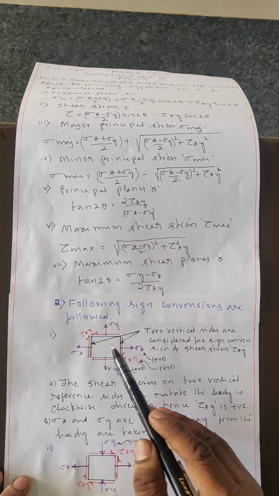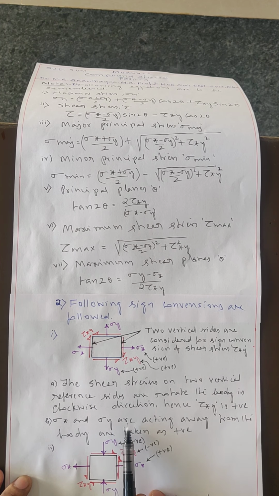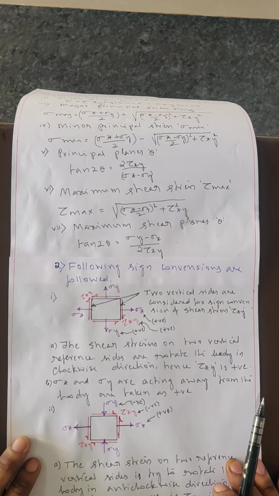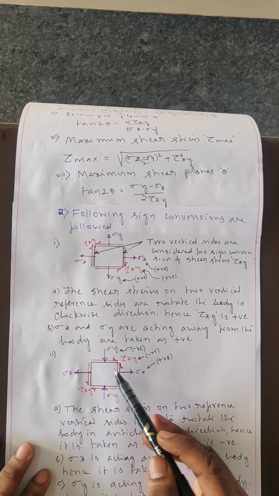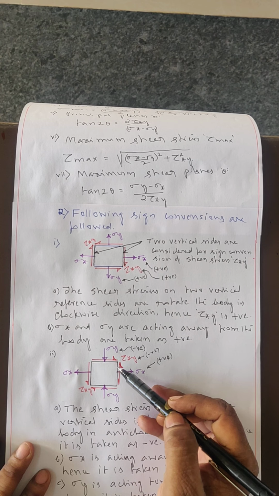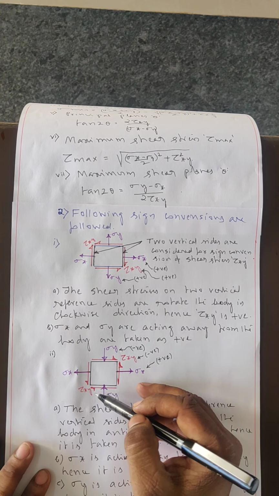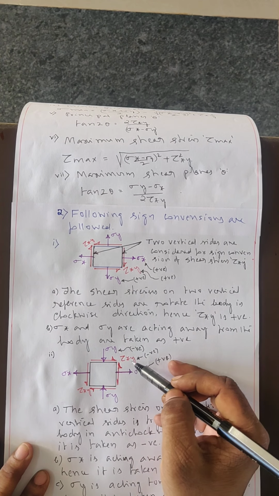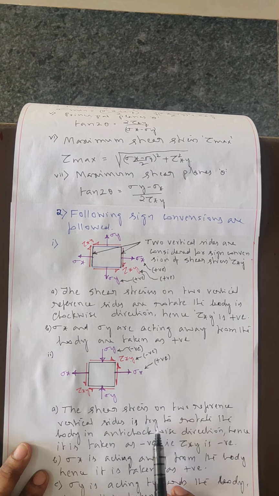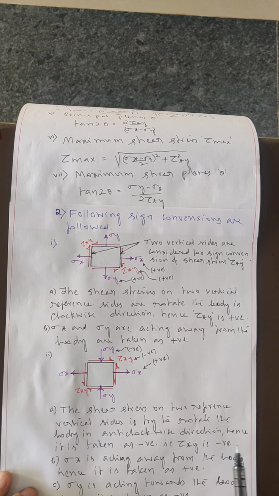Again here, sigma x and sigma y are acting away from the body, or tensile, hence they are taken as positive. We will see the next one with the next figure. Now here you see, here shear stress is acting upward, here shear stress is acting downward. You see, these are the two reference axes. These two forces, here acting upward, here acting downward, will create anti-clockwise moment. Therefore, tau xy is negative. The shear stress on the two reference vertical sides tries to rotate the body in anti-clockwise direction, hence it is taken as negative. Therefore, tau xy is negative.